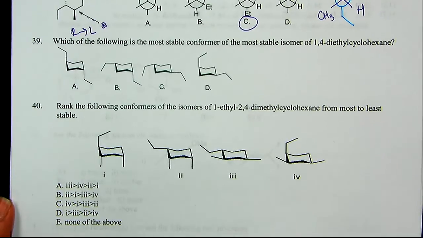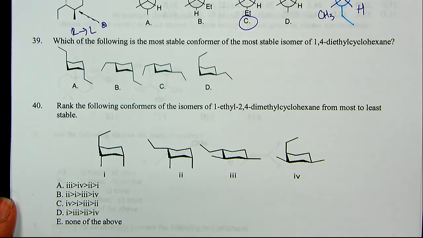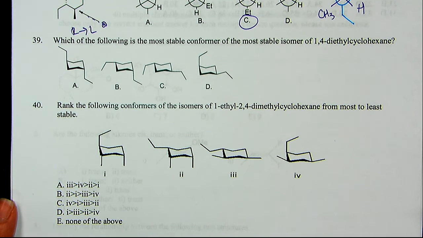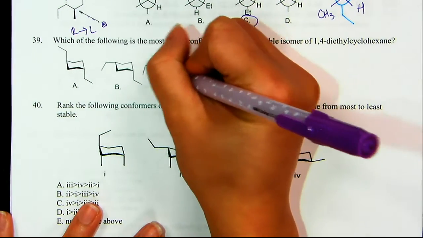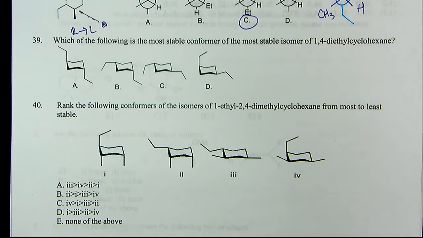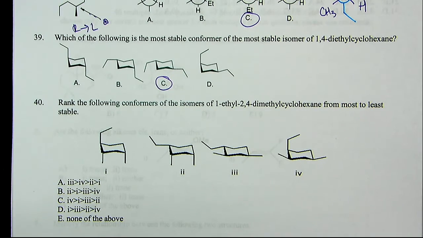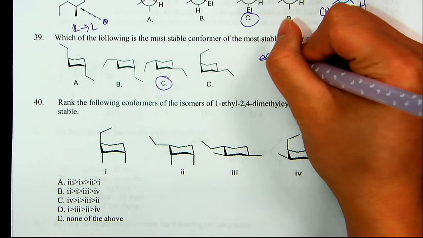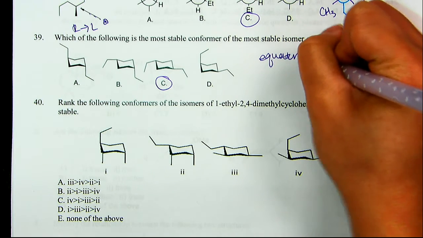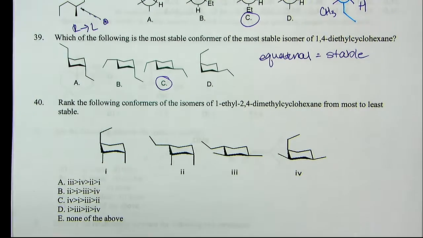Alright, 39. Which of all is the most stable conformer of this chair conformation of cyclohexane? One for diethyl cyclohexane. So again, if it's in trans position, it's going to be more stable if it's really bulky. If it's bulky, you want to avoid an axial position for that bulky item. But this isn't really too bulky, so we're going to go with the more equatorial. More equatorial should be the most stable.